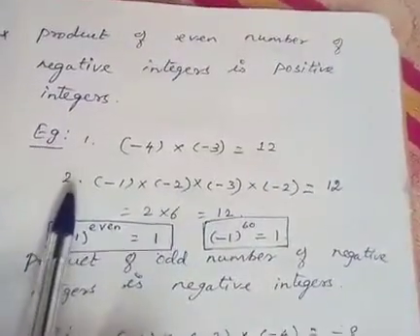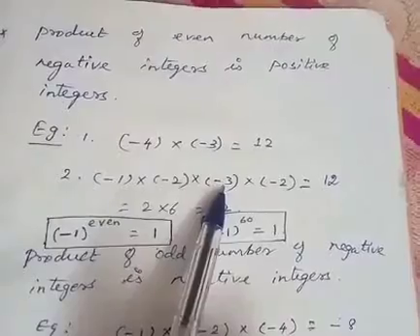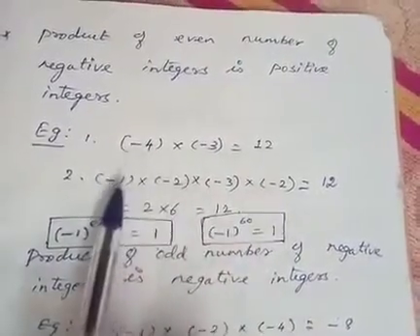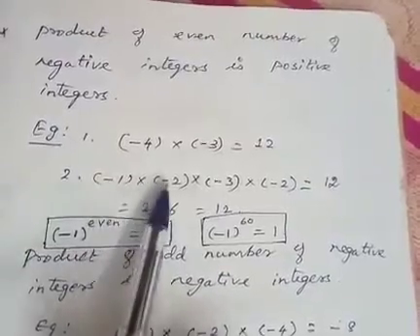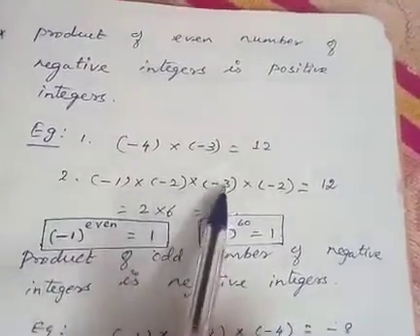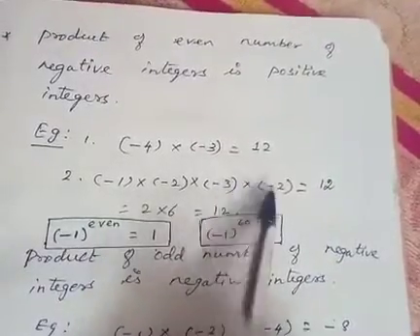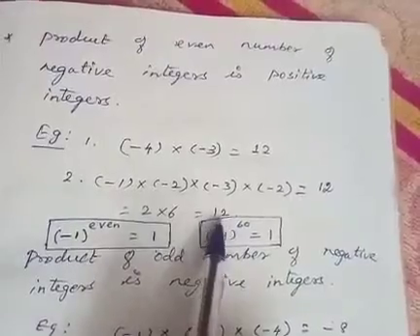Then one more example, minus 1 into minus 2 into minus 3 into minus 2. Here the product of an even number of negative integers. Minus 1 into minus 2, minus into minus plus, 1 2 is 2. Minus 3 into minus 2, 3 2s are 6, minus into minus plus. So 2 6s are 12. So the answer is 12.